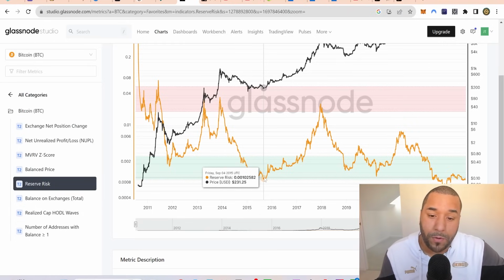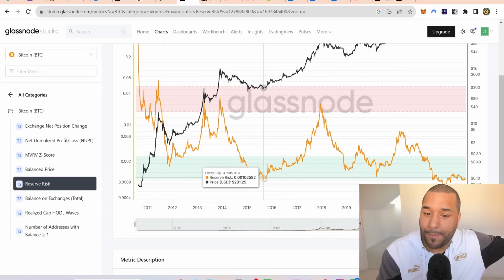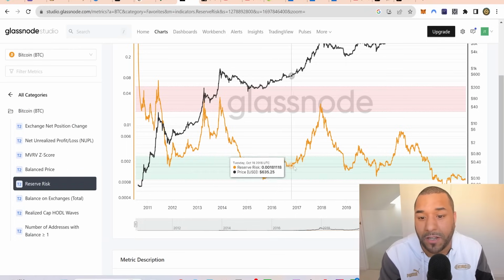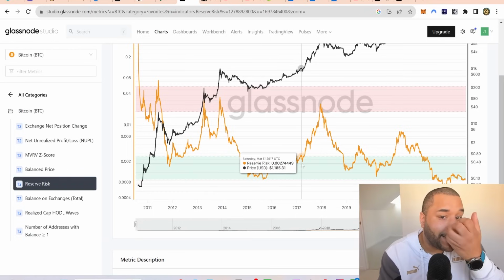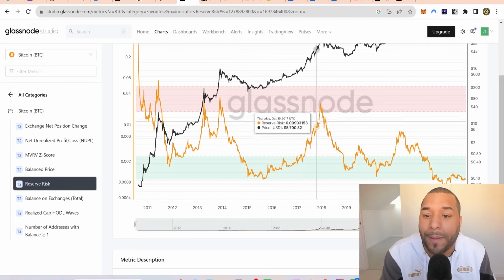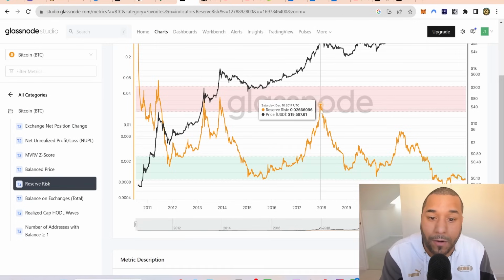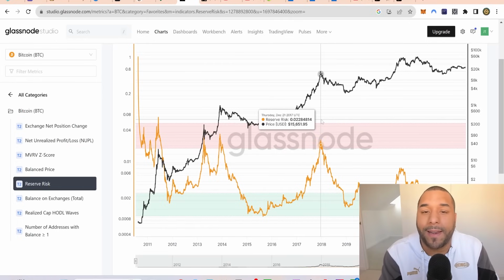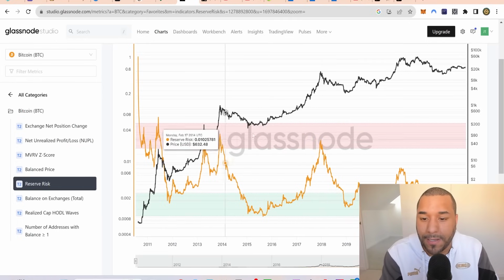Reserve risk is important. See what smart money is doing. This is where they're buying, in this green zone. Because when it comes out of this green zone, they ain't buying anymore. They're waiting for this reserve risk line to go right up into this red zone and then sell. Because that's going to be the best time to really take profits. And they're just not interested in buying Bitcoin at this price. You see, and it peaks up in here.